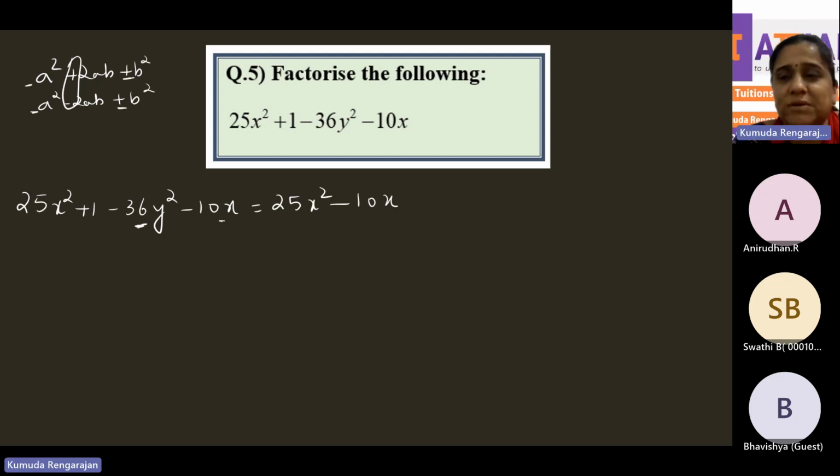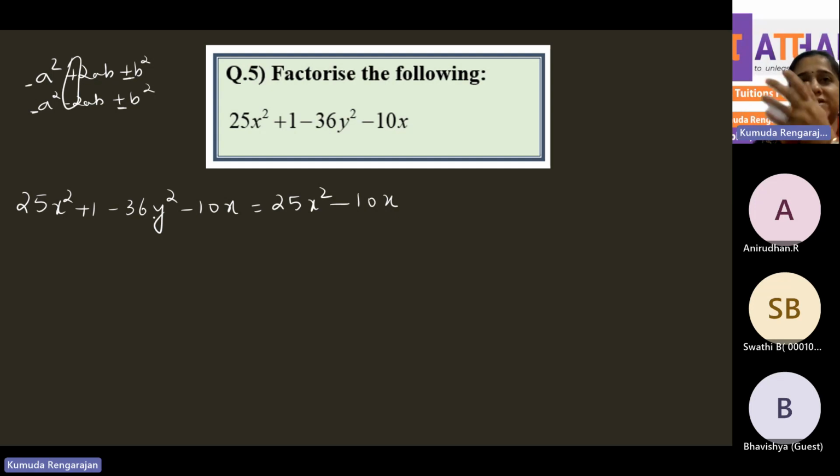a square plus 2ab plus b square, or a square minus 2ab plus b square. a square and b square are always positive. It's only the middle term 2ab that can be plus 2ab or minus 2ab. So, in that sense, 36y square is minus 36y square. So it cannot be the a square term or the b square term, because it is minus 36y square. It's minus. a square and b square terms are positive.